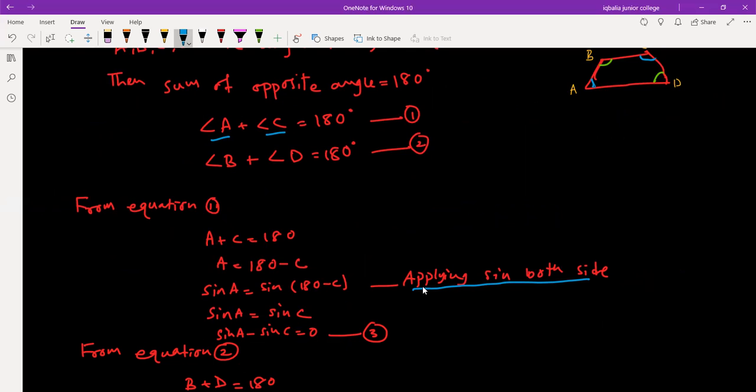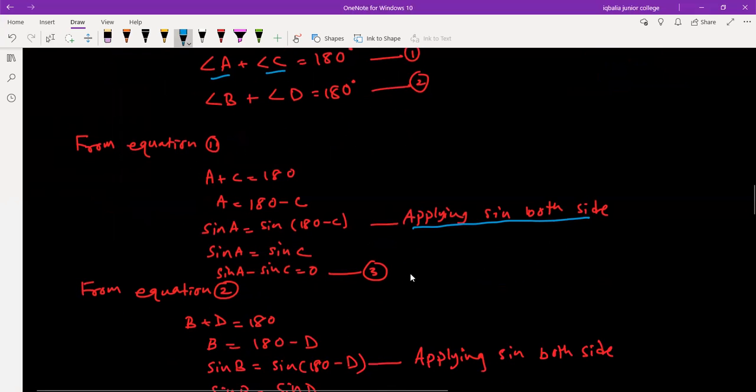Okay. So here I know the formula, the second quadrant formula, that is nothing but sine 180 minus C. Here the angle is lying in the second quadrant. So if this is lying in the second quadrant, that means sine will be positive. So sine A is equal to sine C. And if I take sine C on the left hand side, then I will have sine A minus sine C is equal to 0. And I gave this equation number 3.